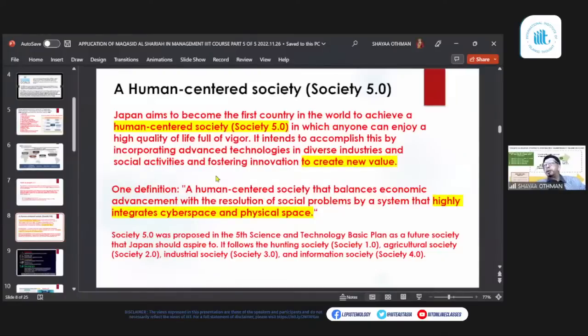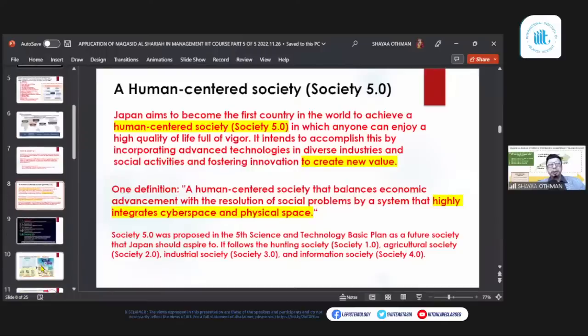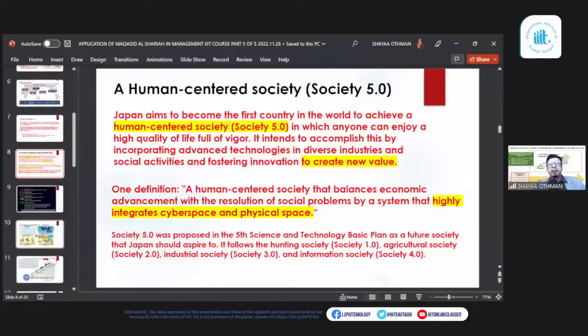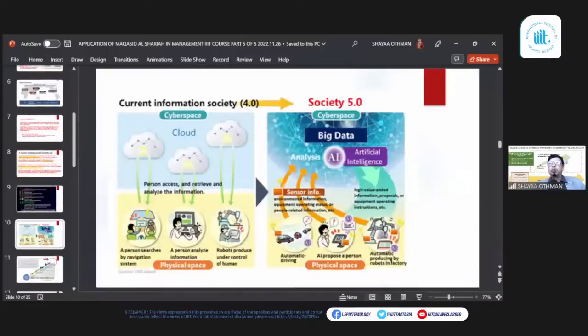This is another definition: a human-centered society that balances economic advancement with the resolution of social problems. There are so many problems now. They are looking into the resolution of social problems by a system that highly integrates cyberspace and physical space. Sometimes people focus too much on cyberspace and forget the physical space, the human space. This is what has happened, as you understand. You can refer to many developments in Society 5 with the Japanese. I am just giving you an example.